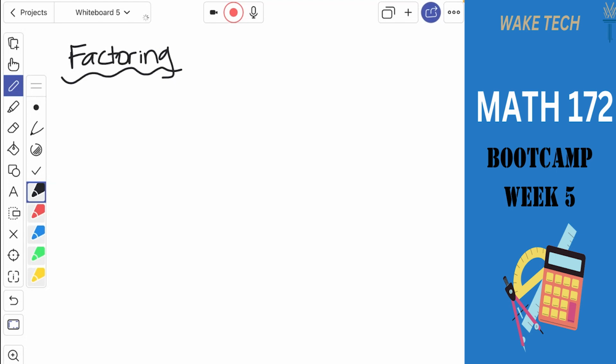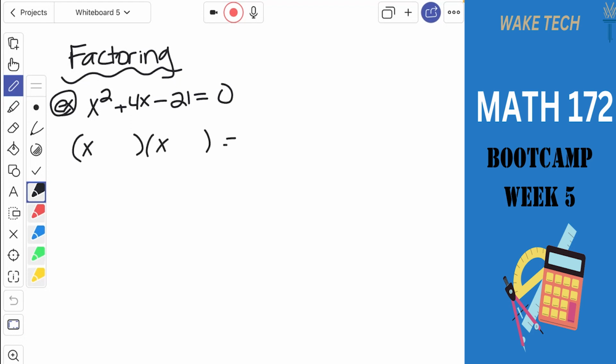Okay, so factoring, we'll start with a review of factoring. And so we'll talk about actually four different factoring techniques. The first one that we'll review is the more basic, typical factoring with three terms. So if we need to solve this quadratic equation by factoring, what we would do is factor the left-hand side by finding two numbers that multiply to -21 and then add to +4.